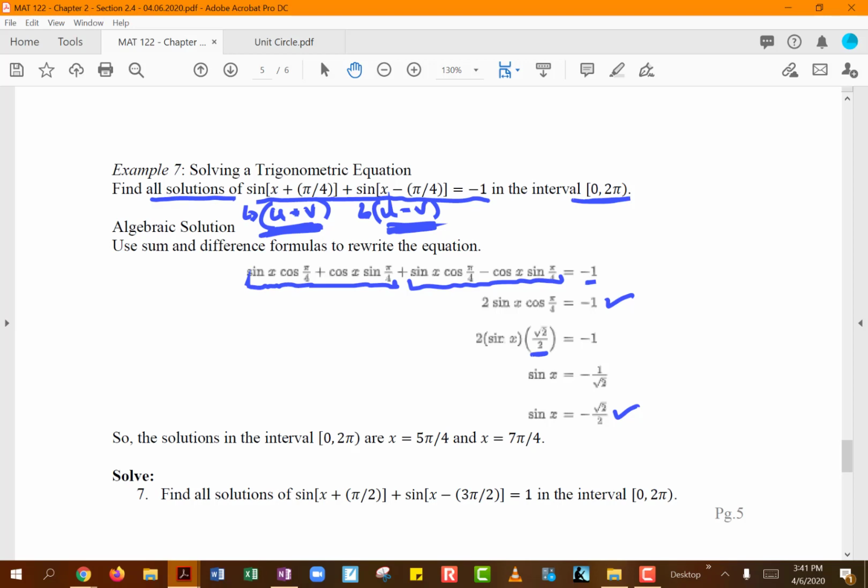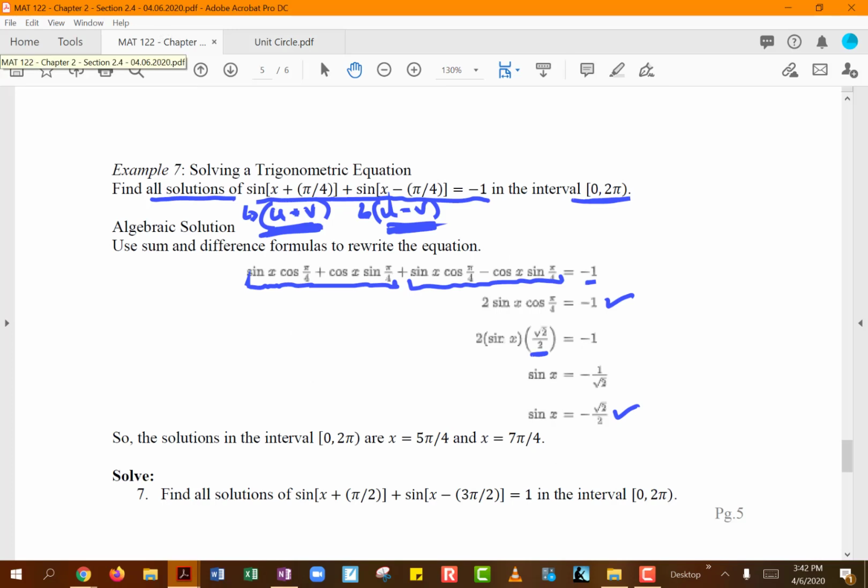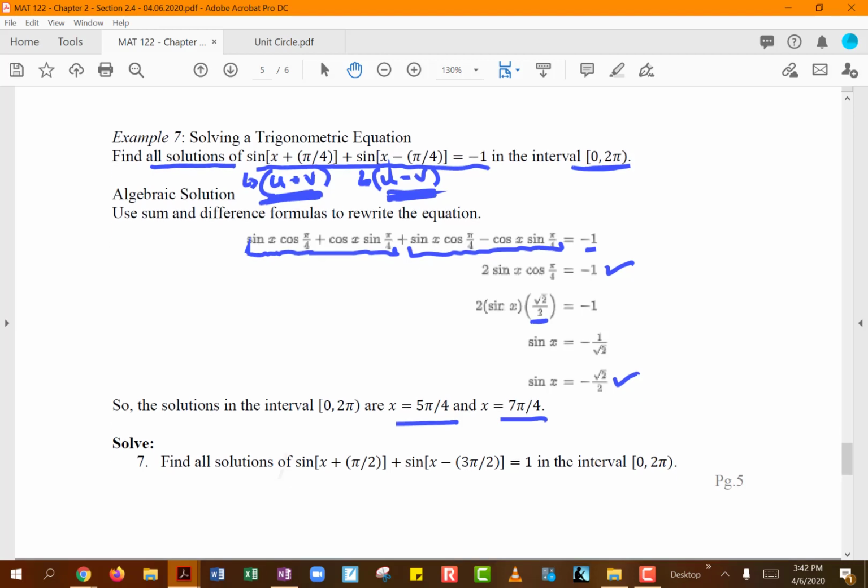And this is kind of what we were doing in the last section. So just go to your unit circle and find out where the sine of x function is going to be negative square root of 2 over 2. Sine of x is going to be negative square root of 2 over 2 right here, so that's angle 5 pi over 4. And it's also going to be right here, negative square root of 2 over 2, which is angle 7 pi over 4. So that's where they're getting this 5 pi over 4 and 7 pi over 4. So just another way to use the sum and difference formulas.